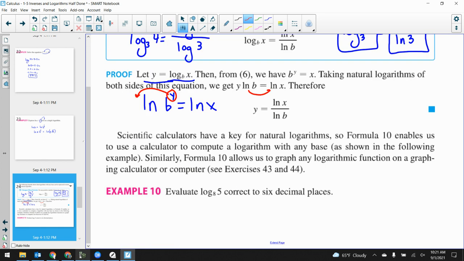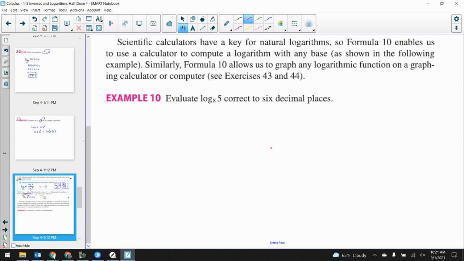Scientific calculators have a key for natural logarithms, so that's why it's useful. It's funny that those log-based calculators that everybody has right now were not a thing until like 4 or 5 years ago. That's really new stuff. So this calc book, which is relatively new, doesn't even know that your calculator can do that. It still thinks that you can only do common log and natural log.